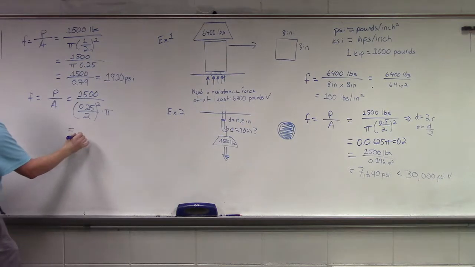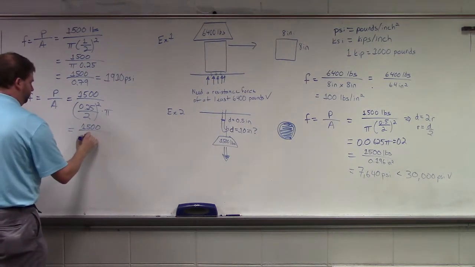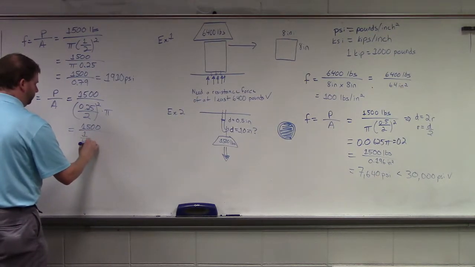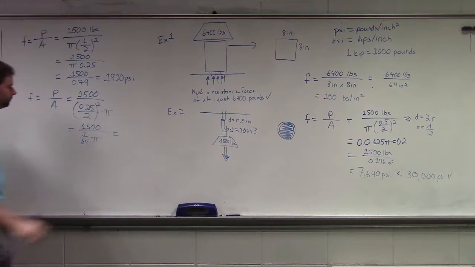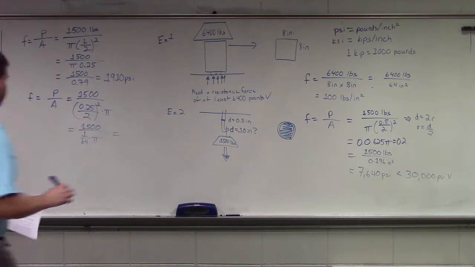Okay? So it becomes 1,500. What's 1/64th? Well, what does it become? Didn't put that down either. What's that? 0.015. 0.015?